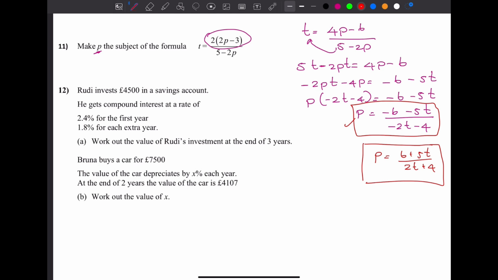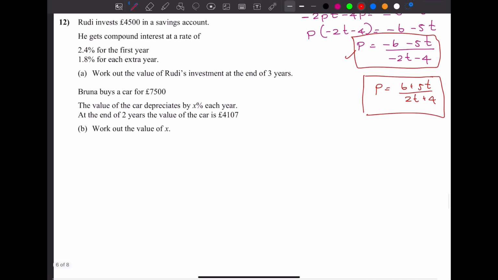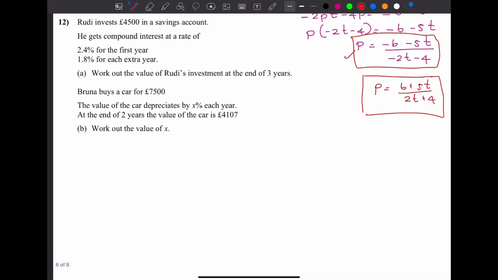Anyways, question number 12. Compound interest, end of 3 years. Let's start with part A. So deposit 4,500, bracket 1.024, that is to the power 1 for the first year, and then 1.018 to the power of the extra years. You want to go up to 3 years. 1 year is already gone here, so 2 more years to make it 3.